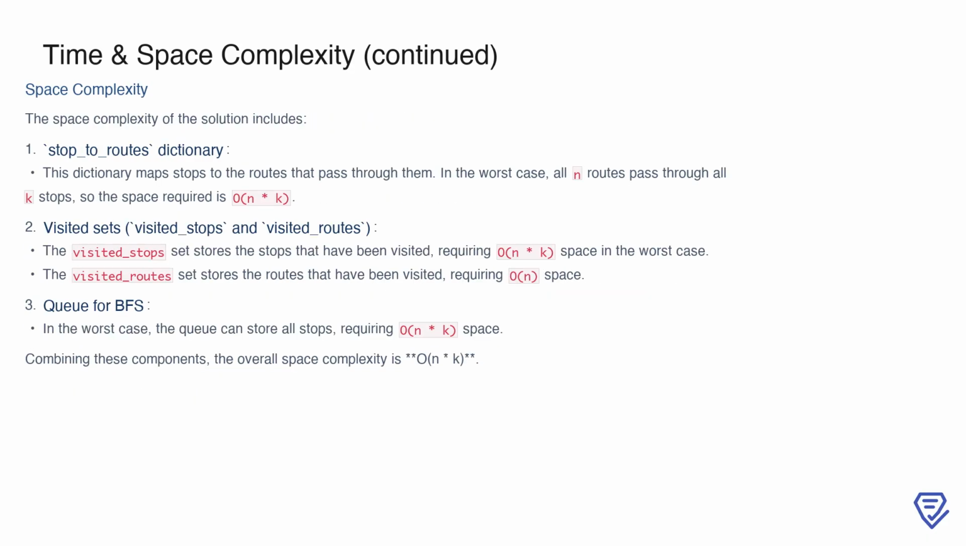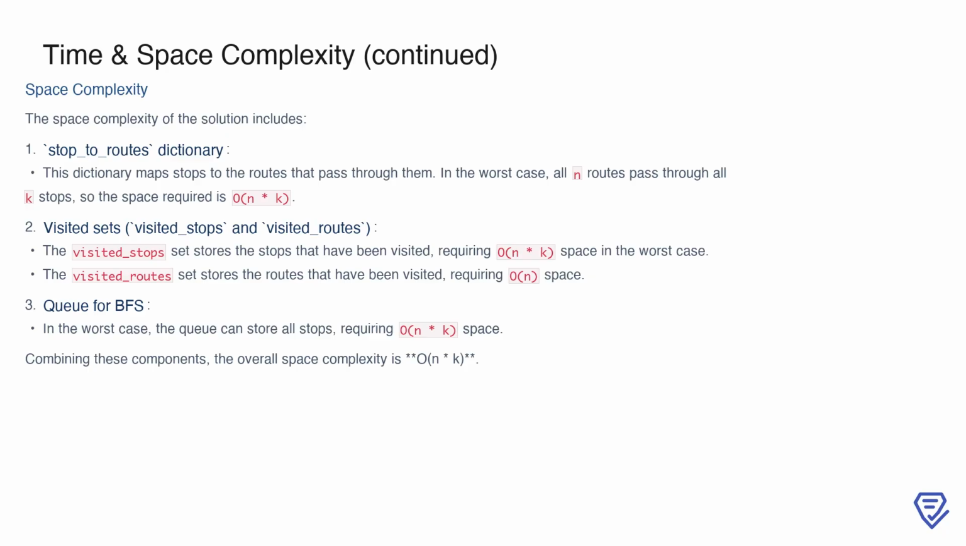Now, for space complexity, we begin with the stop_to_routes dictionary. This data structure maps each stop to the routes that pass through it. In the worst case, where all n routes pass through all k stops, the dictionary requires O(n*k) space. Next, we consider the visited sets, visited_stops and visited_routes. The visited_stops set keeps track of all the stops that have been visited during the BFS traversal, and in the worst case, it could contain up to n*k entries, requiring O(n*k) space.